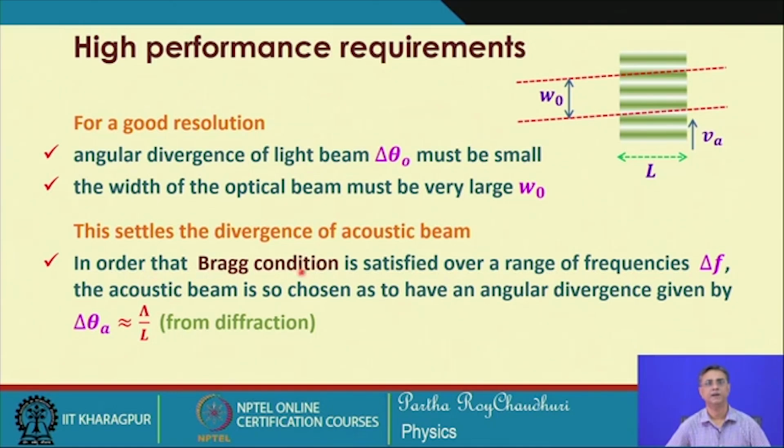In order that the Bragg condition is satisfied over a range of frequencies delta f, the acoustic beam is chosen to have an angular divergence that is given by this. We have also seen that this is the condition, and the beam divergence comes from the ratio of the acoustic wavelength divided by the width of the acoustic beam. So, this is again from the fundamental diffraction theory. This condition has to be accommodated.